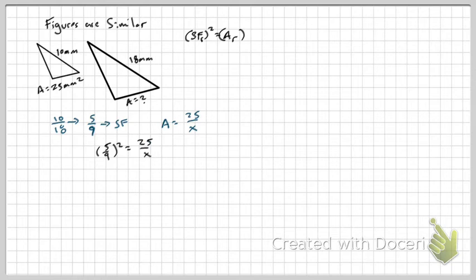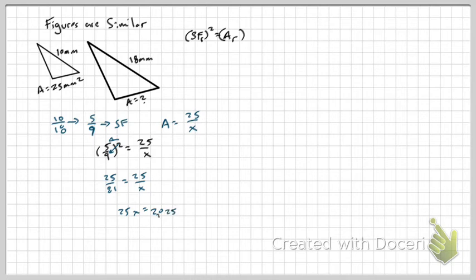Now, one thing to remember when squaring a fraction, the square gets distributed to both of them. So 5 over 9 squared becomes 25 over 81. That equals 25 over x. Cross multiply, I get 25x equals 81 times 25, which is 2025.